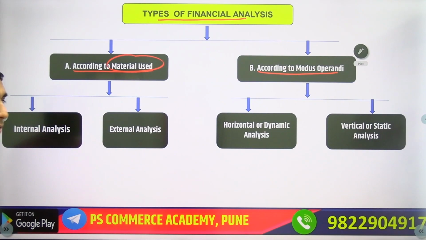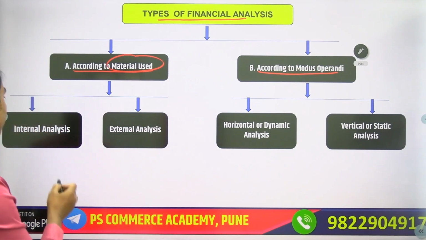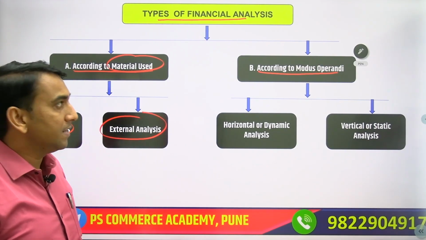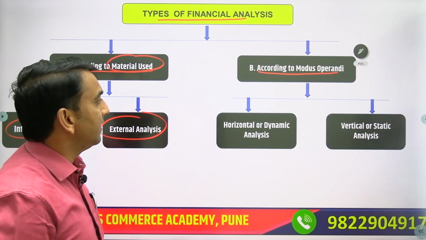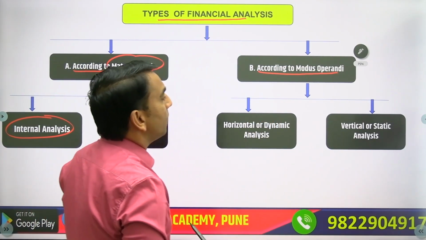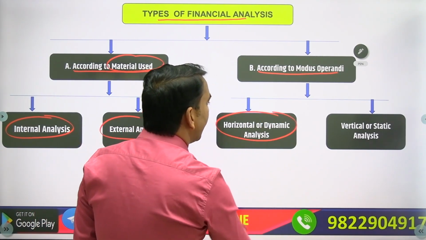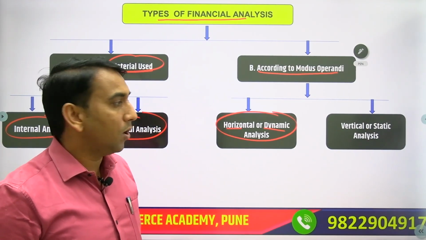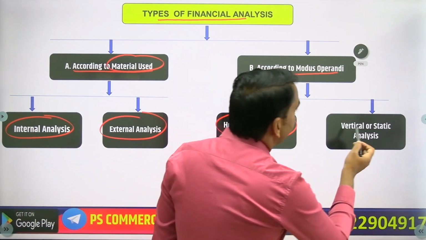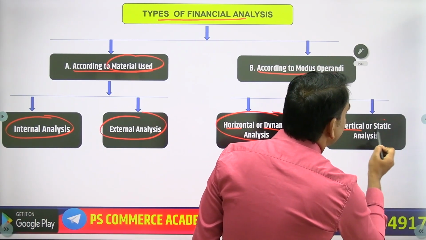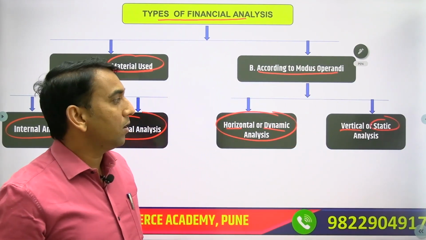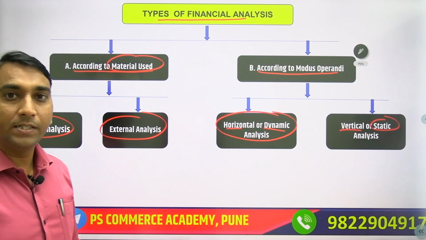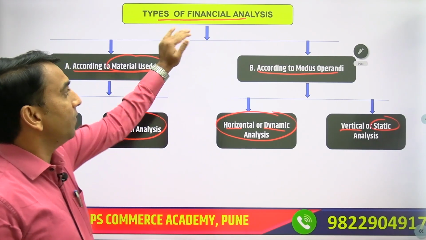So according to material used, financial analysis can be done by internal analysis. Then second is the external analysis. Internal analysis and external analysis will be explained in detail in the next slide. Then according to modus operandi, there is horizontal analysis, also called dynamic analysis. Then the second part, vertical analysis, also known as static analysis. So this is the broad classification of types of financial analysis.